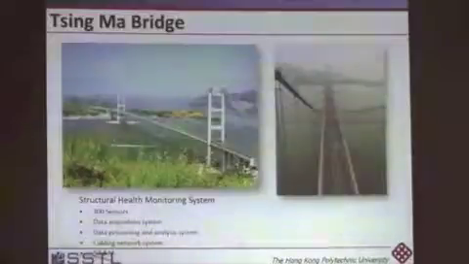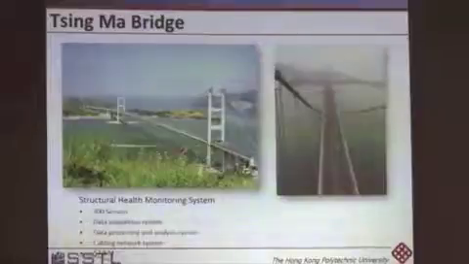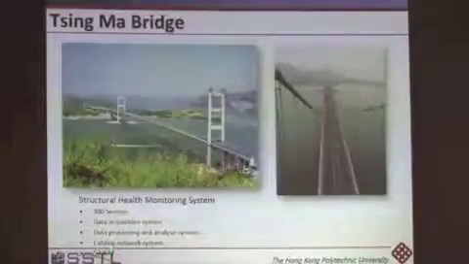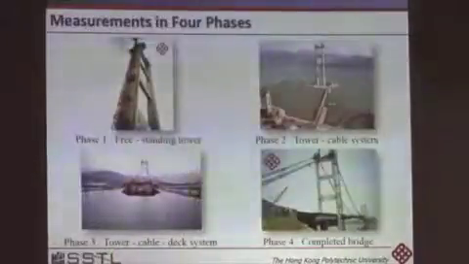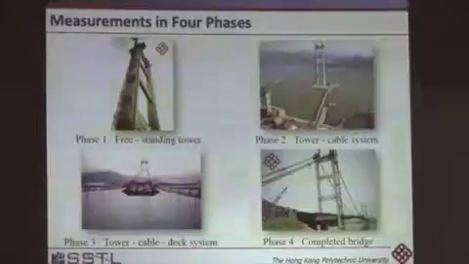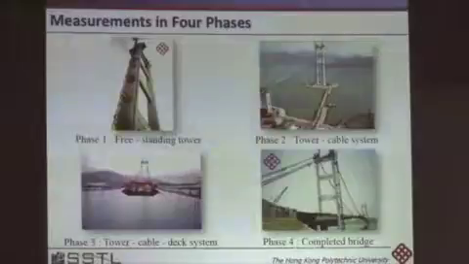I'll just tell you now, I'm going to say it again later, but the installation was incredibly expensive. The average cost per sensor channel was about $27,000. So 300 sensors, data acquisition, cabling network, $7.8 million for the entire system. But they did measurement in 4 phases. First was the freestanding tower. Second was the tower cable system, and then the tower cable system with the deck going in place, and then the completed bridge.